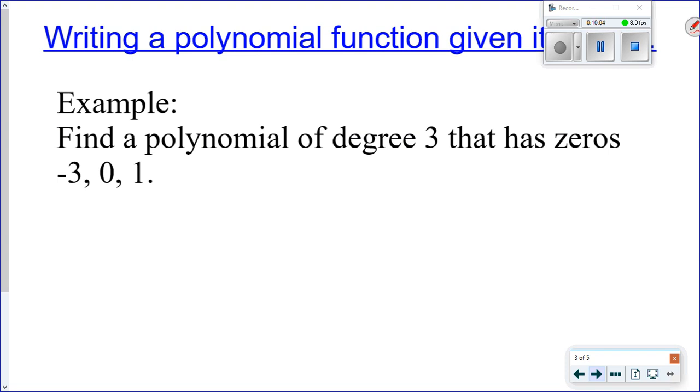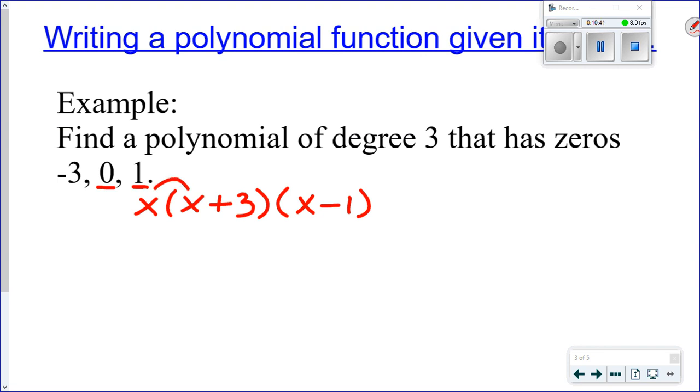Keep in mind, if negative 3 is a zero, that would mean x plus 3 is a factor. If 0 is a zero, I know that sounds weird, then that means x is a factor. And if 1 is a zero, that means x minus 1 is a factor. So I hope you see where we're just going backwards. We're starting with the zeros and we're writing the factors. And then once we have the factors, we can just multiply it out to get the polynomial in standard form.